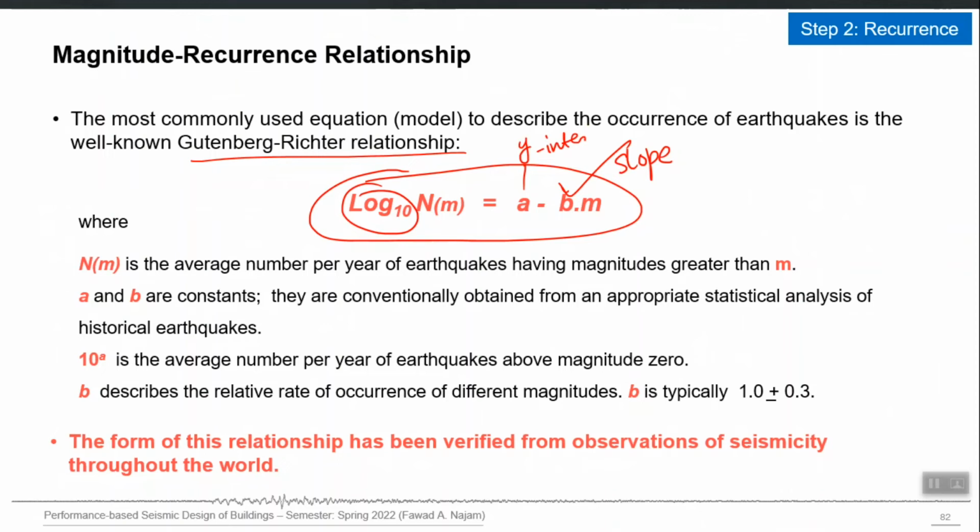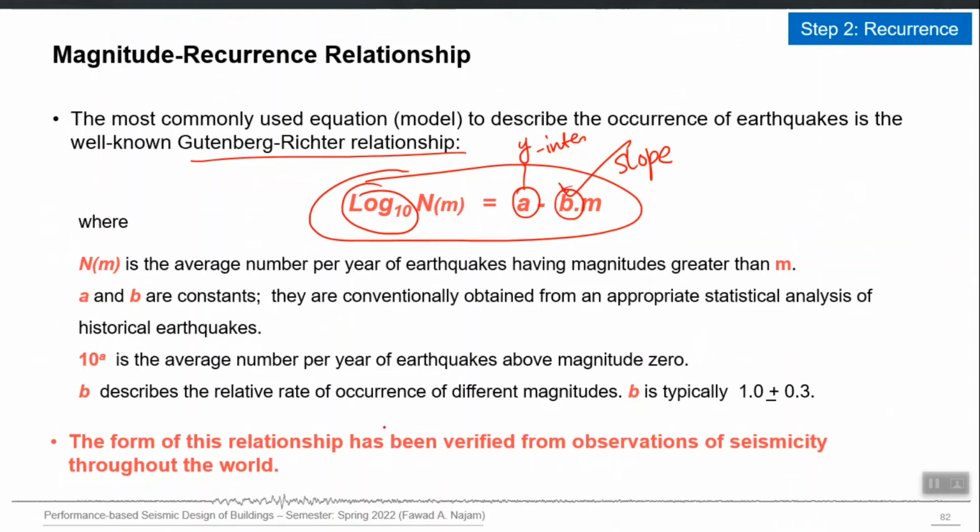Which means that we may not need to actually draw this line point by point, we may just need to know a and b of our source. If we know a and b of our source, we know the magnitude recurrence relationship, because we know the general trend, and a and b are the only two numbers required to plot that line, right. Therefore, the seismicity of any particular source is governed by these two numbers if you select this GR relationship model, right. So small a and small b.